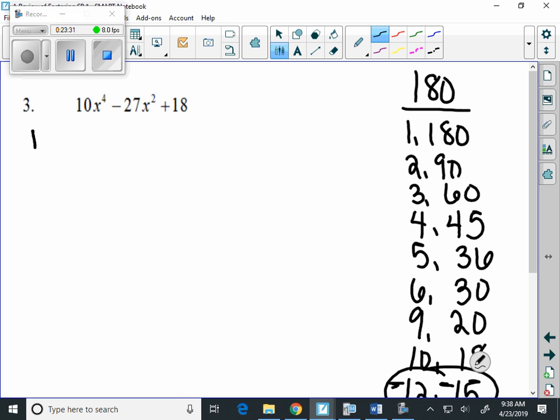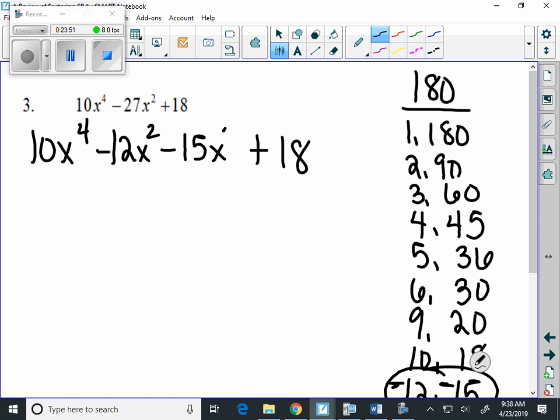So we've got 10x to the 4th, the plus 18. And again, what you need to watch out for, the only slight difference is that the middle term is x squared now. Minus 12x squared, minus 15x squared. Then we're going to group and finish.